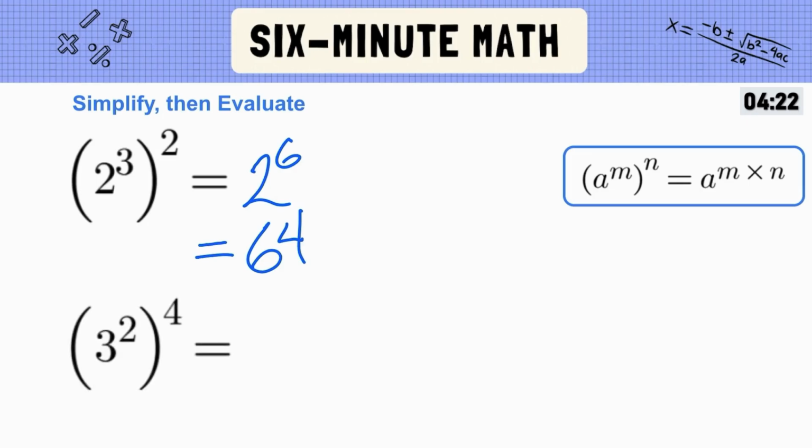How about 3 squared all to the power of 4? Again, I'm going to keep my base of 3, and I'm going to multiply my exponents together. 2 times 4 is 8, and 3 to the power of 8 is equal to 6,561.